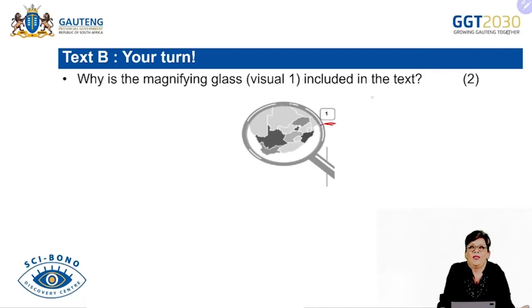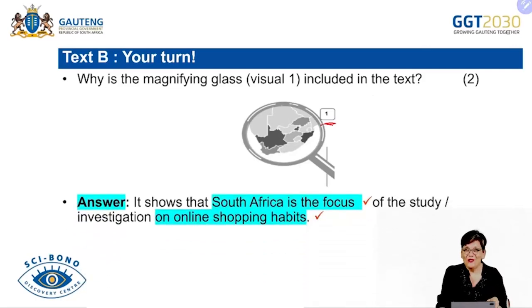So why would they include a magnifying glass? Well, it's quite easy. What is the magnifying glass showing us? Well, it shows South Africa. And remember, the heading of the text said online shopping in South Africa. So the focus is on South Africa. Now remember, when you look at something through a magnifying glass, you make it bigger. You make focus on it. You make it more important. So by doing this, we are focusing definitely on South Africa. But what are we focusing on?